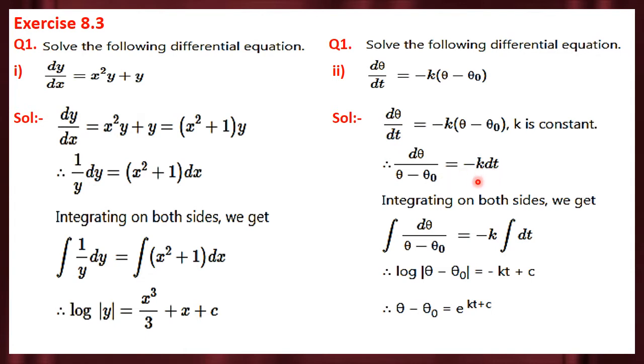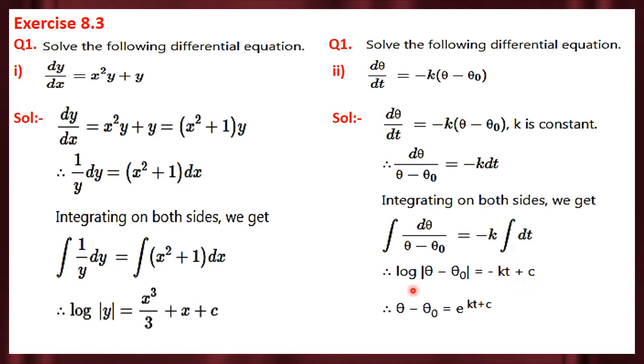Now, we can integrate. So, integrating on both sides, we will get integral of d theta by theta minus theta 0 is equal to minus k, a constant, taken out, integral dt. Now, the integral of 1 upon theta minus theta 0 is log modulus of theta minus theta 0, which is equal to minus k into the integral of dt, which is t, plus c.